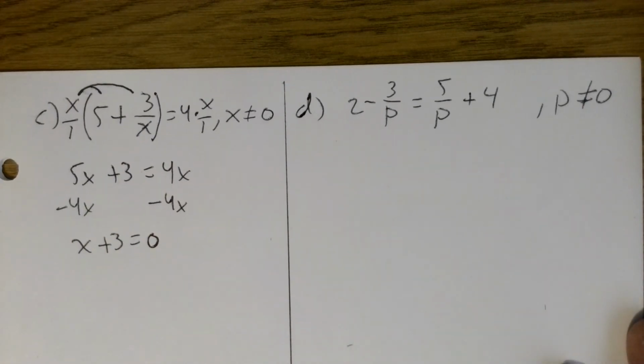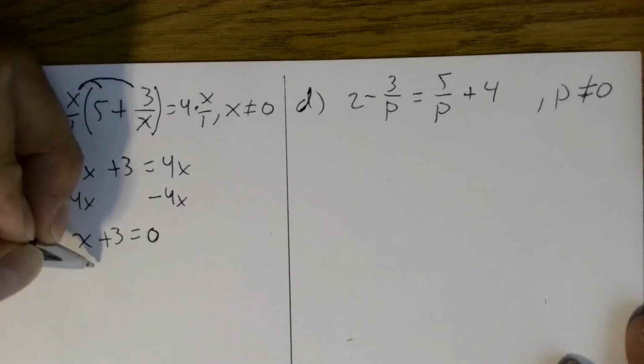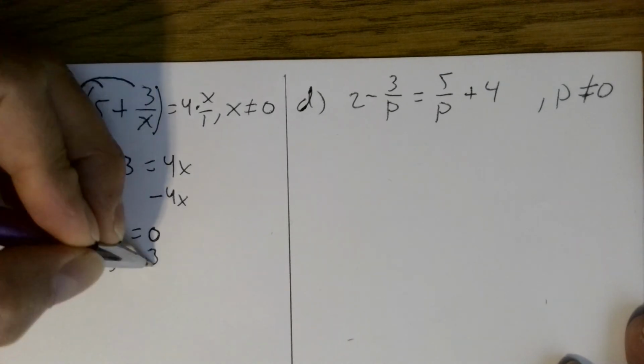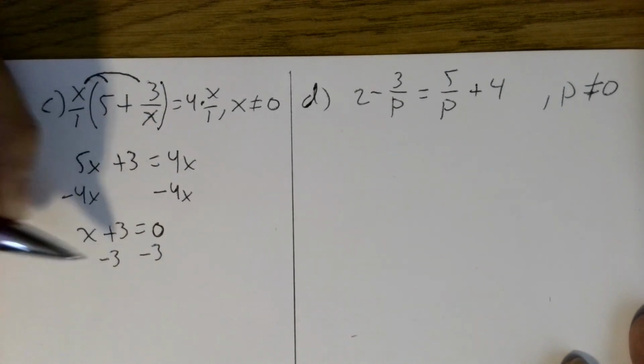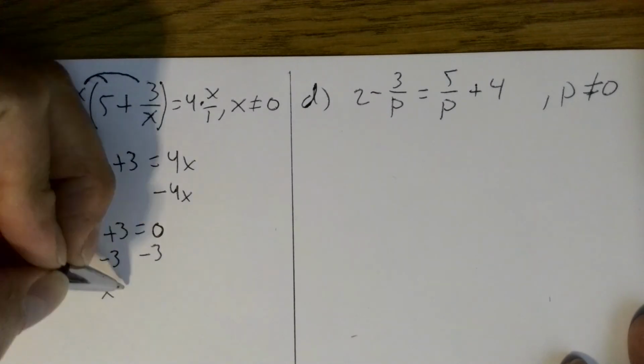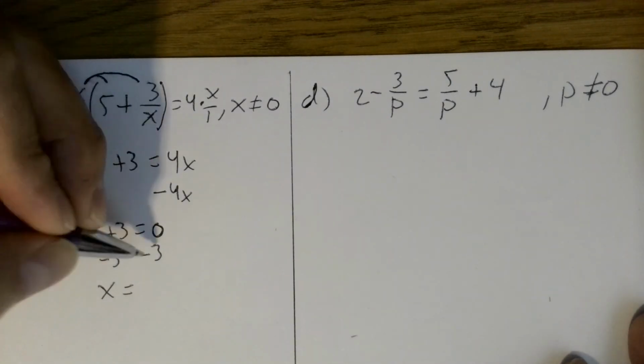Okay, and now we need to do one more step to get the x by itself. I'm going to subtract 3 from both sides, because 3 minus 3 is 0, so I'm left with just x over here, and 0 minus 3 is negative 3.